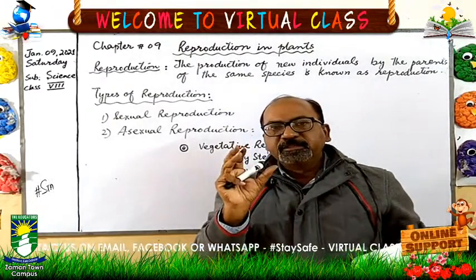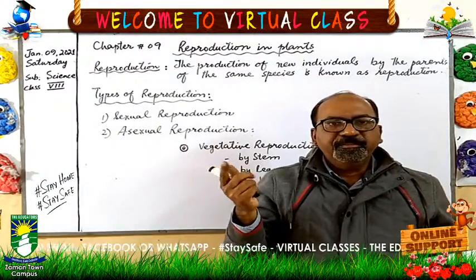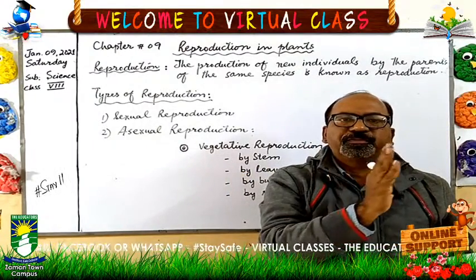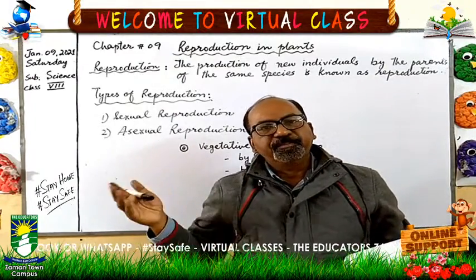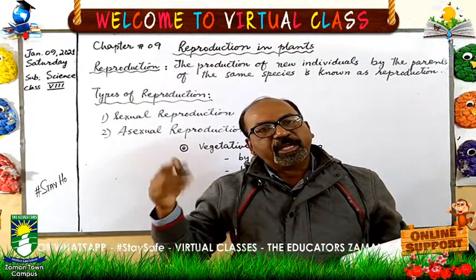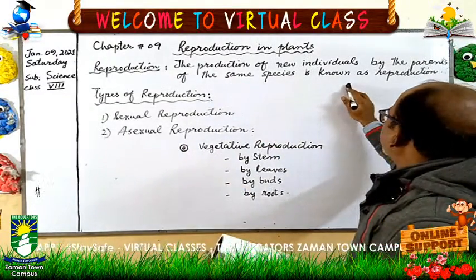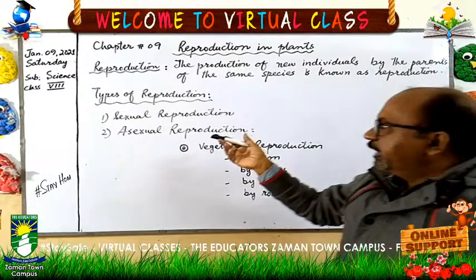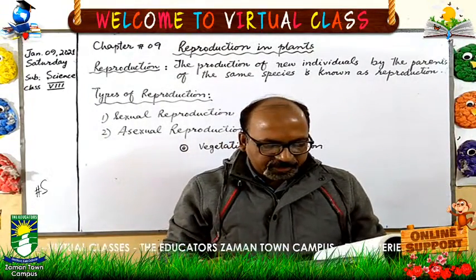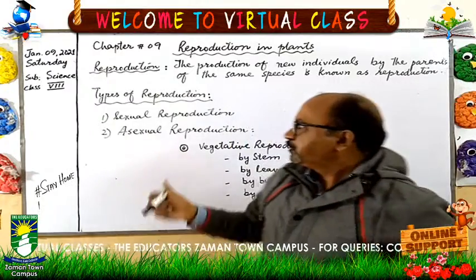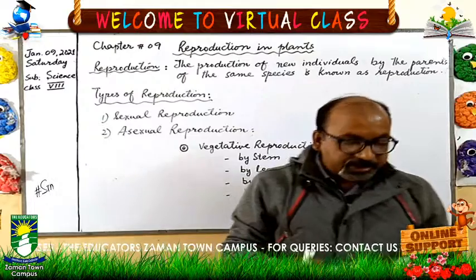So the same species of parent plant produces the same species, plants that look like them. This is known as reproduction. You will read about sexual and asexual reproduction from the book. Now, asexual reproduction. What is asexual reproduction?